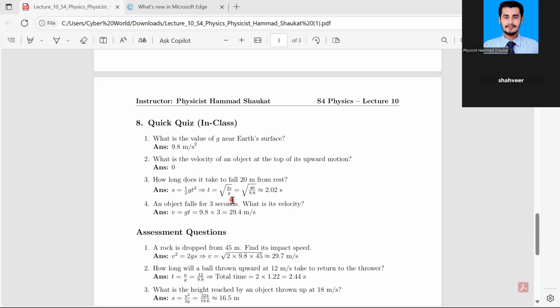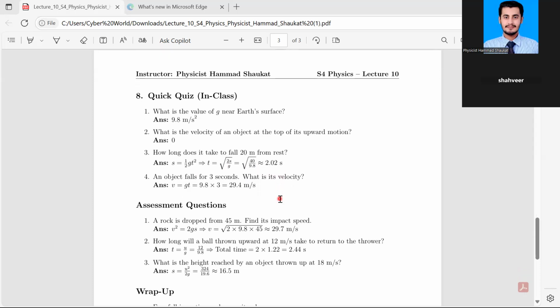The other value mentioned is 20, which is the distance. So 20 multiplied by 2 becomes 40, divided by g, which is 9.8, because your body is moving under the action of gravity. When you calculate, you will get your answer, which is approximately 2.02 seconds.